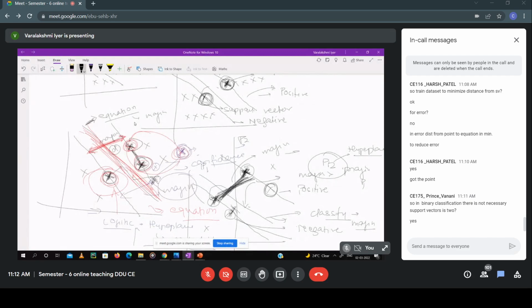There is no relation between binary classification and the number of support vectors. Just try to understand that there is no relation between these two. What you have to understand at this point in time is what a support vector is. A support vector is the data point that is closest to the hyperplane on each side, and we are trying to find a hyperplane which maximizes the distance between these support vectors on the positive side and negative side. I hope everyone got the point. Yes or no?